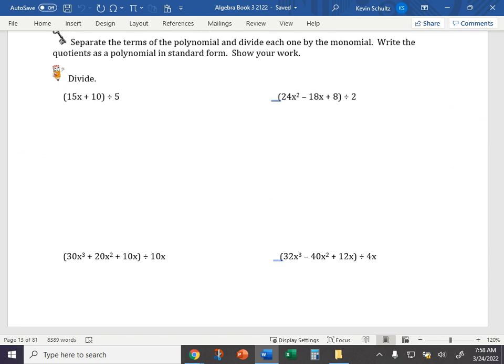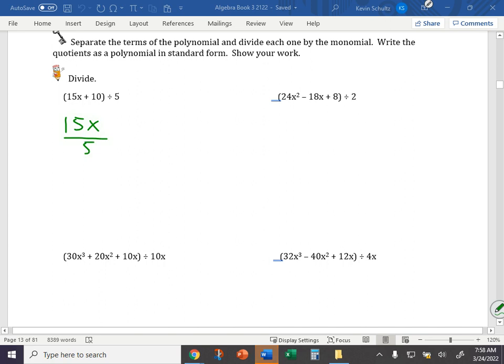Okay? It's kind of like we're distributing with division. If you've got 15x plus 10 divided by 5, we're going to rewrite this to be 15x divided by 5 plus 10 divided by 5. Everything inside the parentheses gets divided by 5. So it's kind of distribution again, only with division.